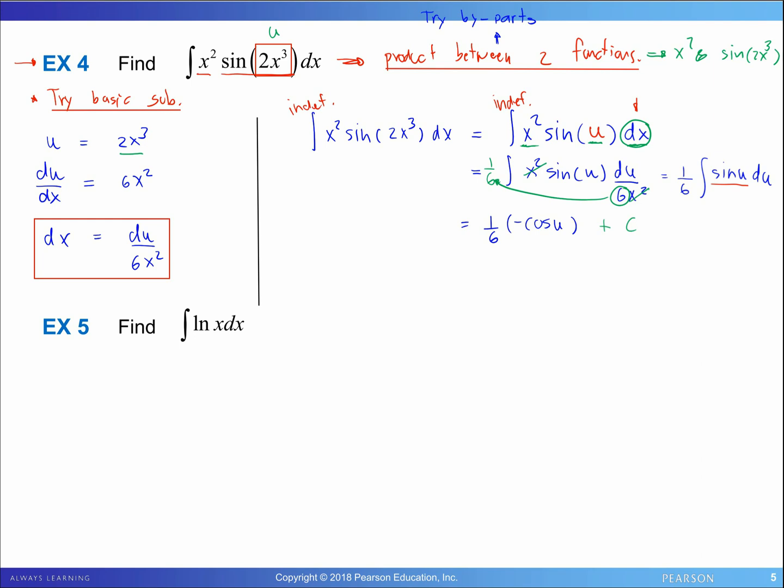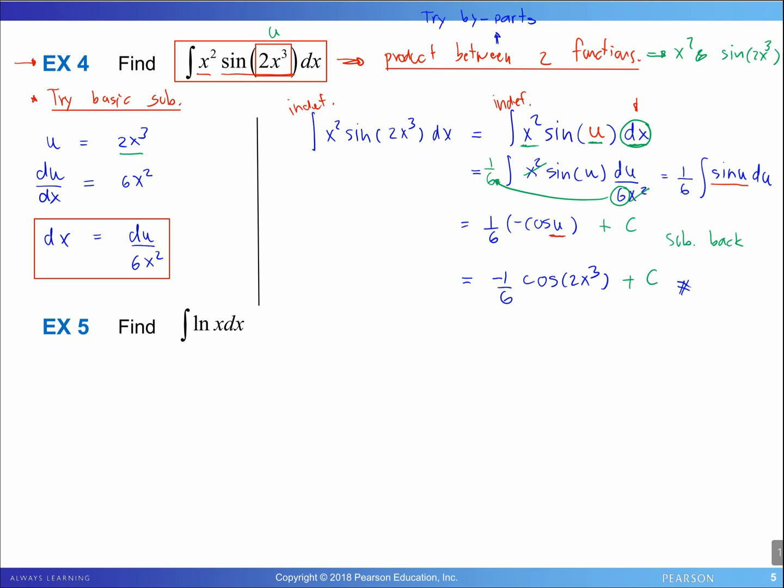At this point, we have u inside our expression. But the original problem is in terms of x, as you can see here. This means that we need to sub back so that we can get x back. Now we have minus 1 over 6 at the front, cosine u, and u is equal to 2x cubed. And don't forget the constant c at the end. And that is the answer for example number 4.